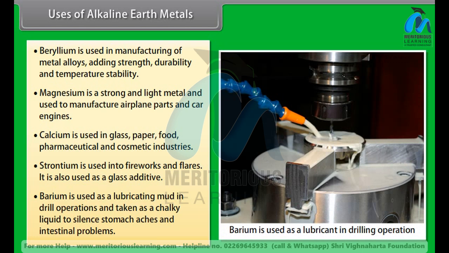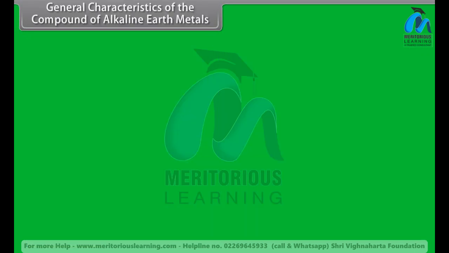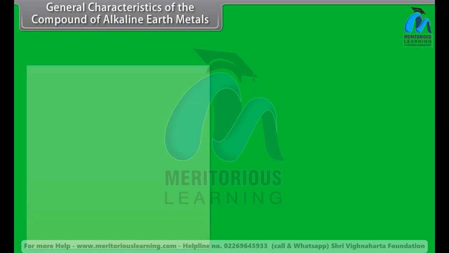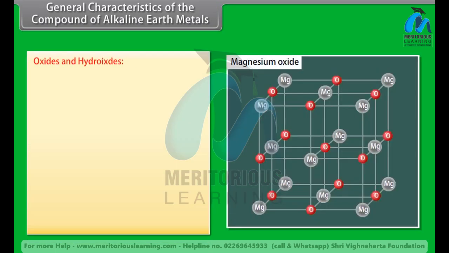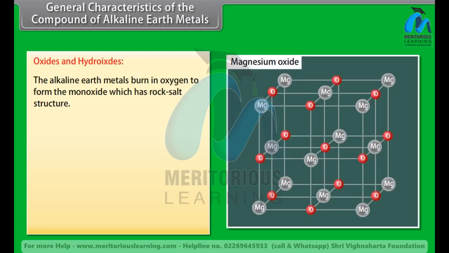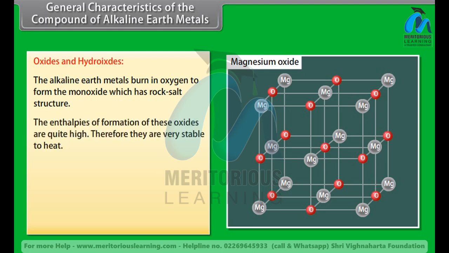General characteristics of the compounds of alkaline earth metals. Oxides and hydroxides. The alkaline earth metals burn in oxygen to form the monoxide, which has rock salt structure. The enthalpies of formation of these oxides are quite high. Therefore, they are very stable to heat.